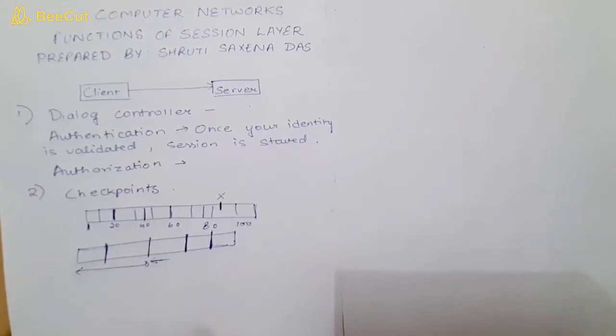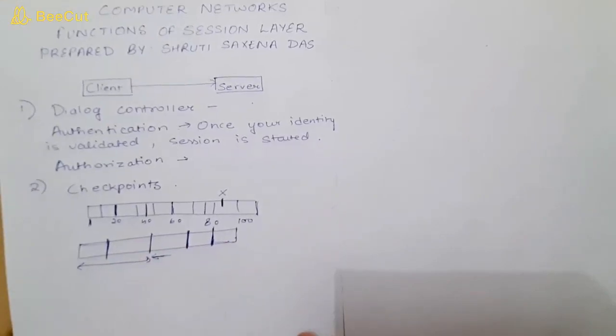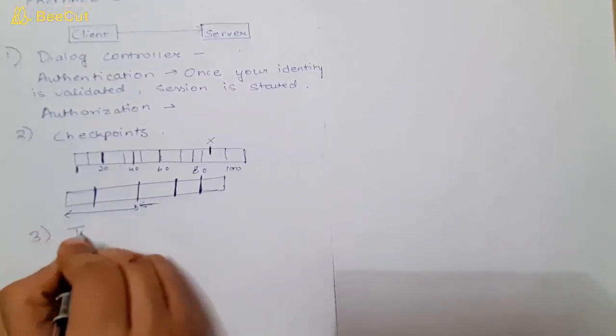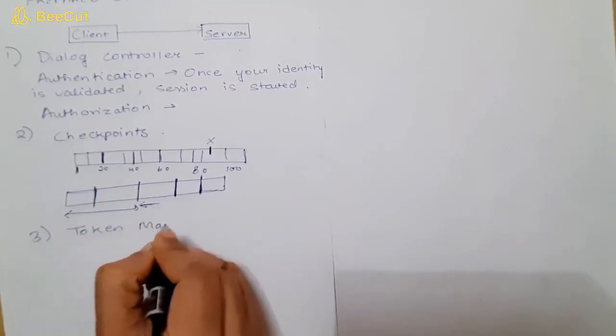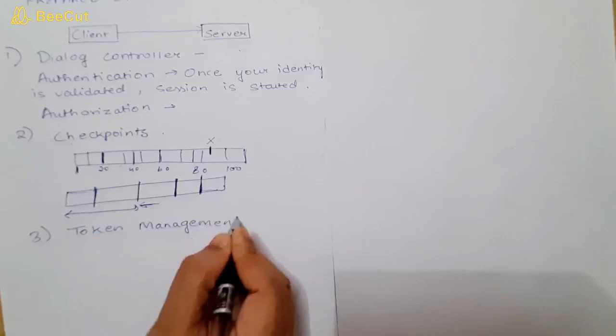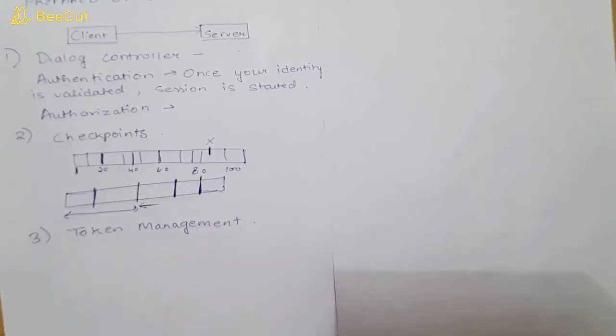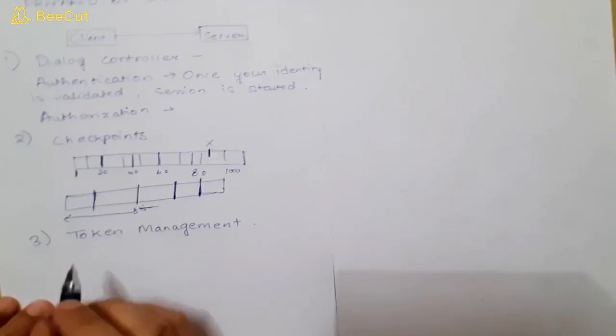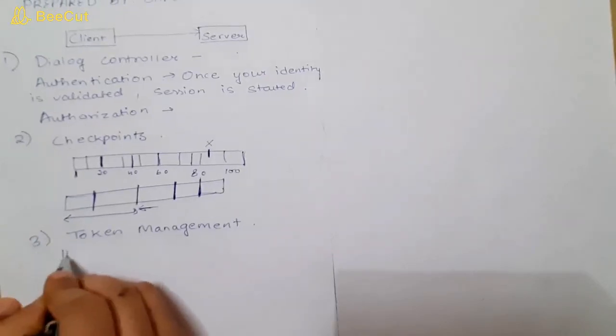I hope you must have understood this point also. Then one of the functions of this layer is token management. Token management prevents two users from simultaneously attempting the same critical operation. So if you are performing some online transaction on an account, then on the same account another transaction won't happen at the same time.